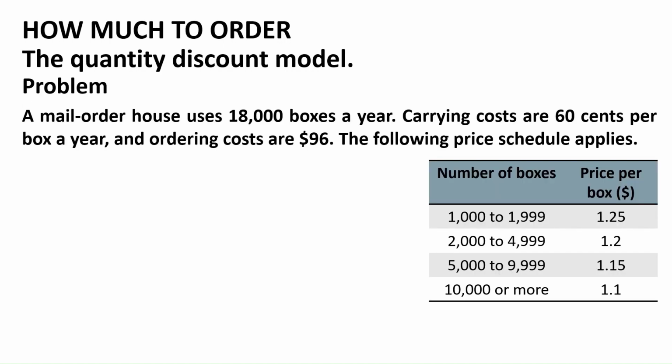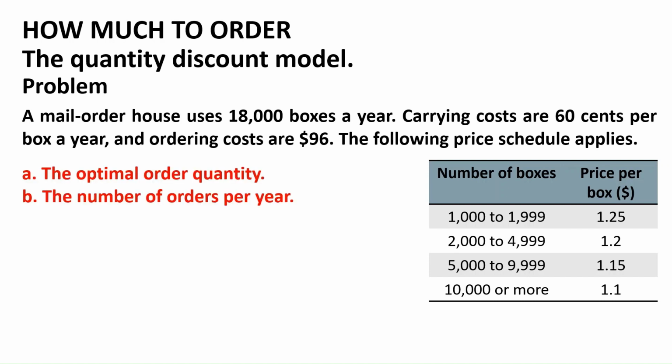Let us now solve a problem. A mail order house uses 18,000 boxes a year. Carrying costs are 60 cents per box a year, and ordering costs are $96. The following price schedule applies. Determine the optimal order quantity and the number of orders per year.